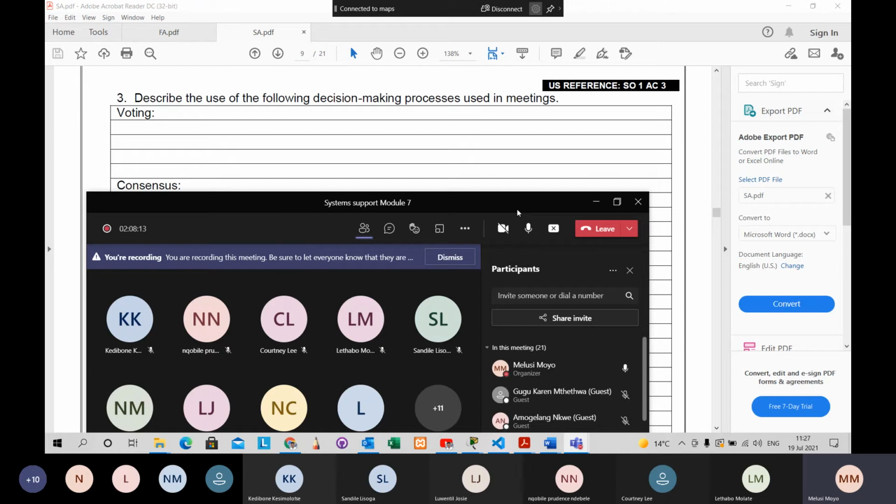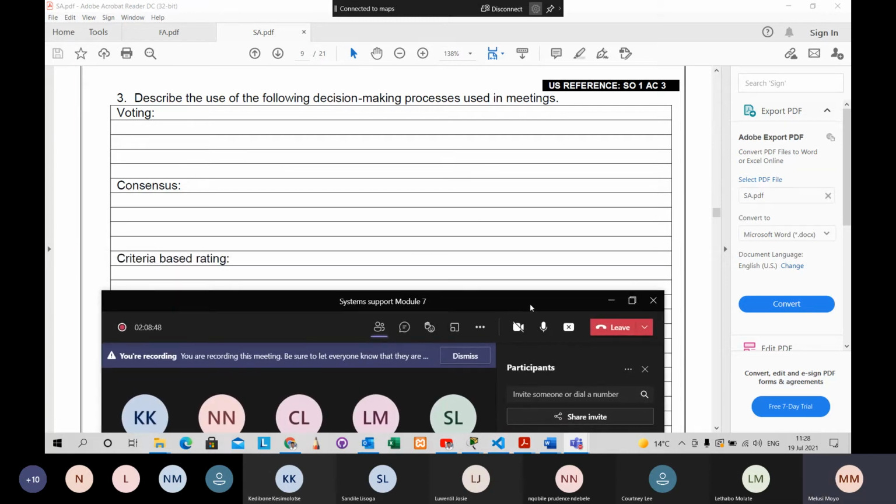Thank you. And then just to summarize it, consensus is to achieve an agreement on a topic. The topic that you raised was how many people prefer Teams, how many prefer Zoom and stuff like that. And then we do the calculation and say, okay, the people that are for this are this number, and based on the number of people that prefer Zoom, we're going to go for Zoom. So we're just trying to achieve an agreement on a topic. Thank you guys for that. The next one is criteria-based rating.